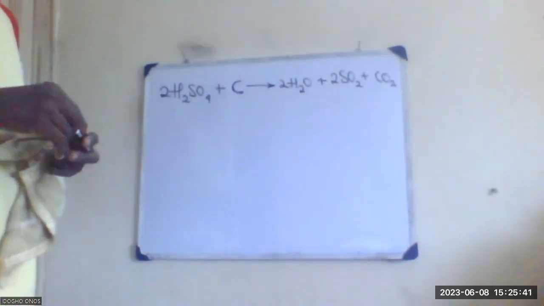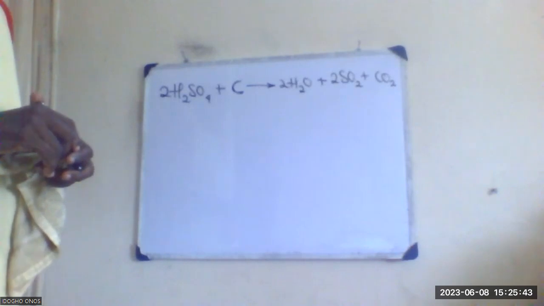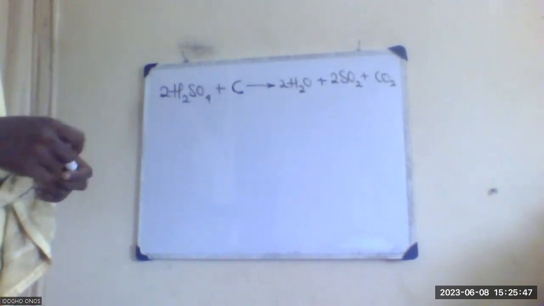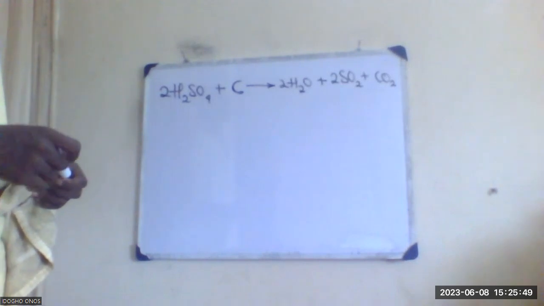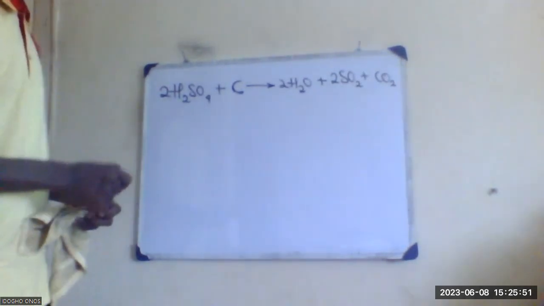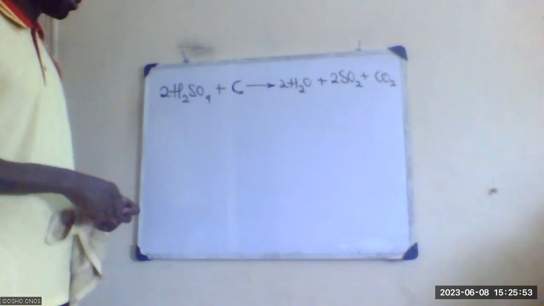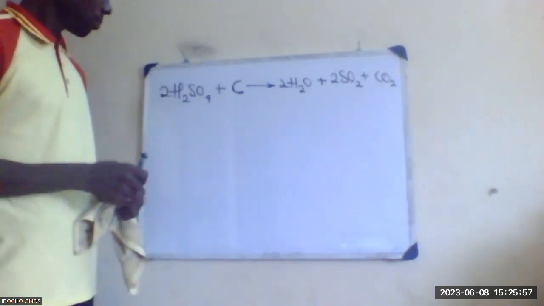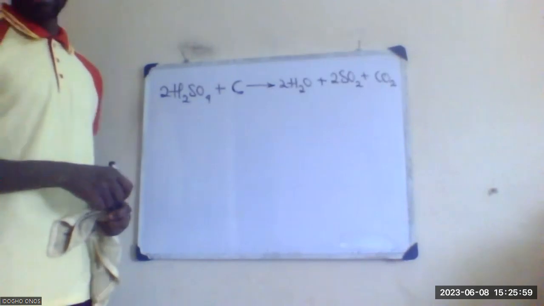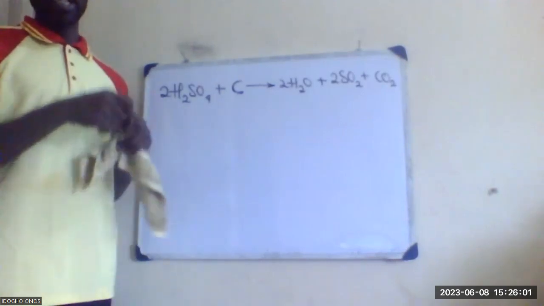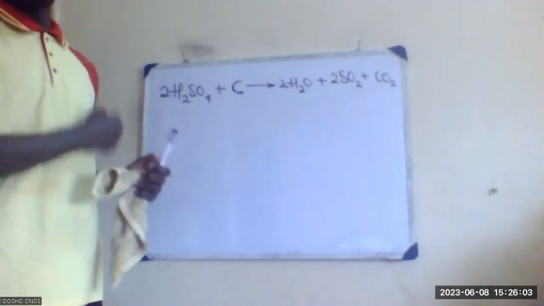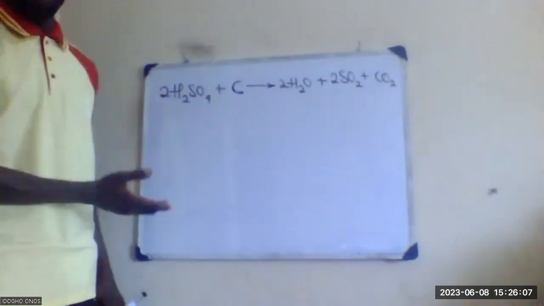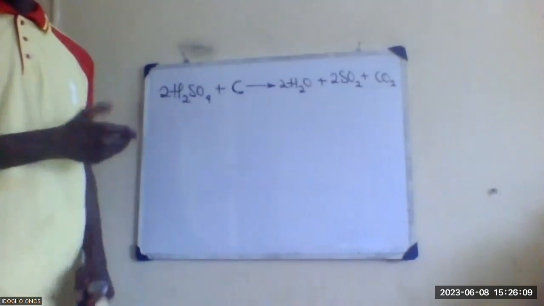Is it balanced, please? Hydrogen is 4. Sulfur is 2. Oxygen, I think it's balanced. Yes, it is balanced. Now let's identify the oxidizing agent and the reducing agent, or the species oxidized, or the species that is reduced in a question like this.